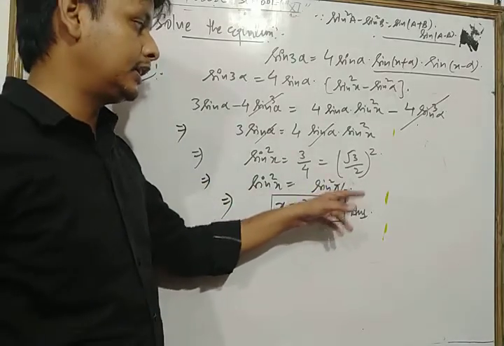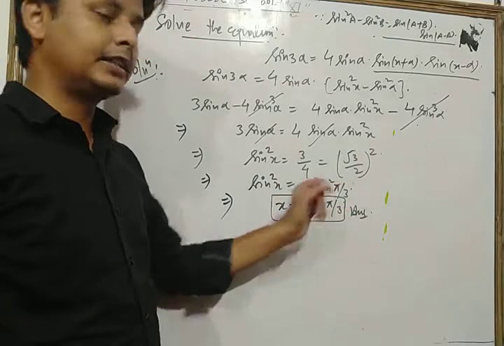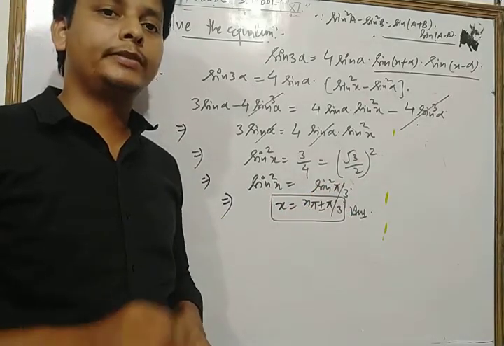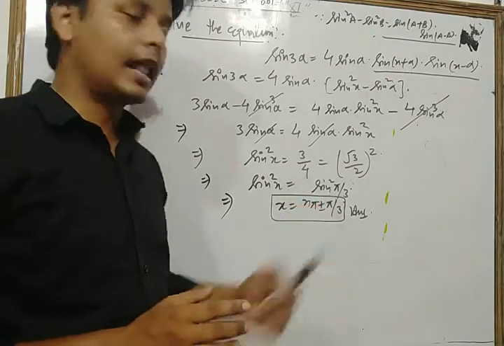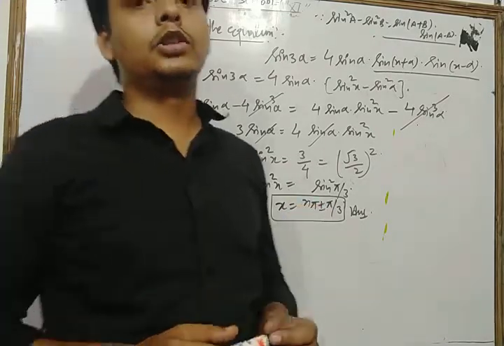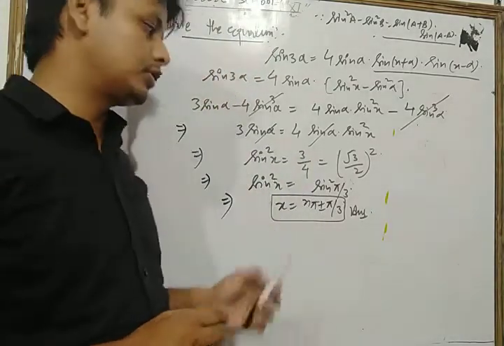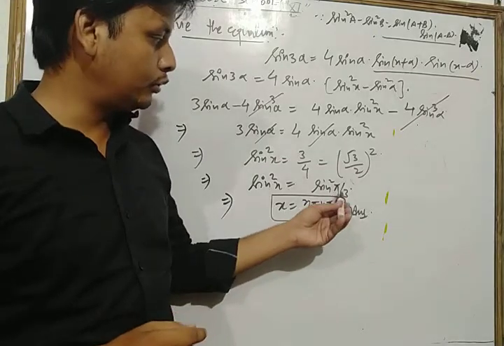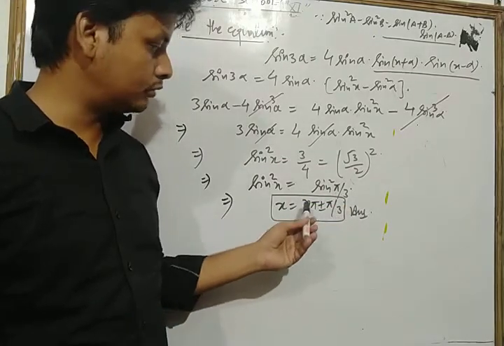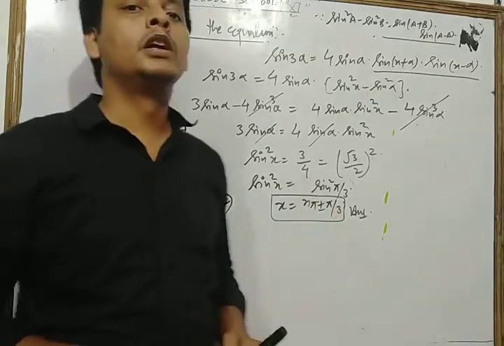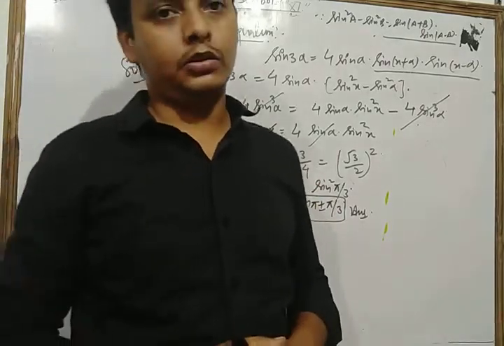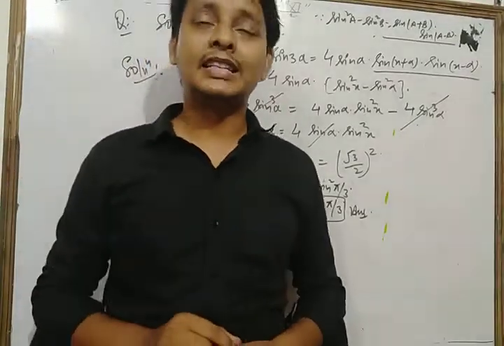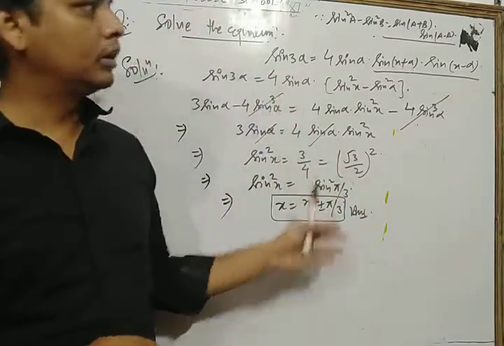So we write sin(π/3) whole square. So we get sin²(π/3). Now this is a trigonometrical equation of the form sin²x is equal to sin²α, and we know that the general solution of that type of equation is x is equal to nπ ± α. So here we put the value of α as π/3. So we get x is equal to nπ ± π/3. This is our required solution. So dear students, you can solve all the questions of your NCERT exercise based on that concept.